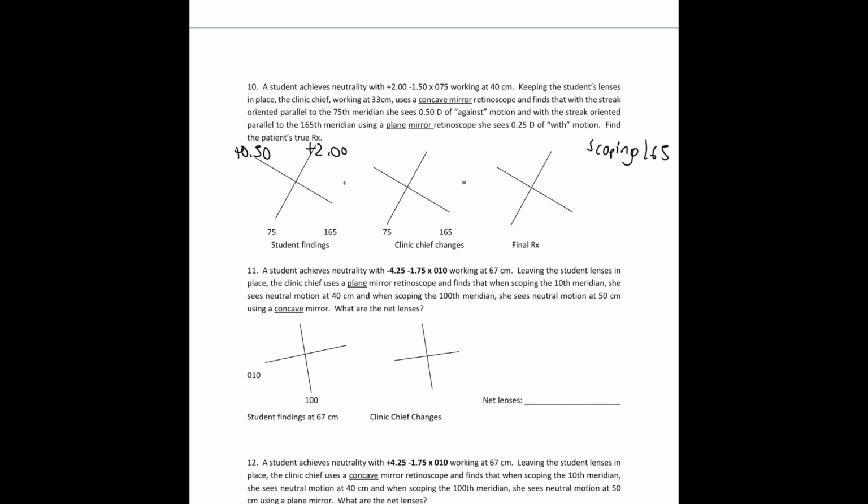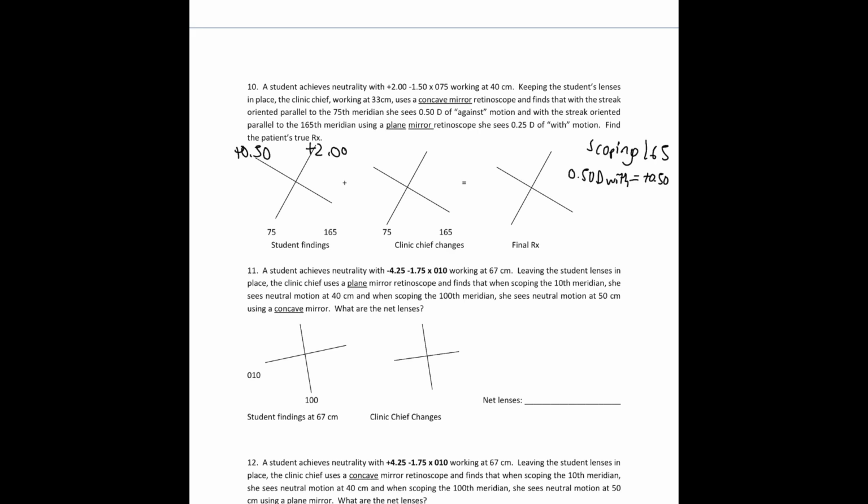165, sees 0.5 diopters of against motion. But remember, he's using the concave mirror, so I'm going to flip it as I write it. So I'm going to write 0.5 diopters of with, which is the same thing as plus 0.5. Okay? And then that's the first part.